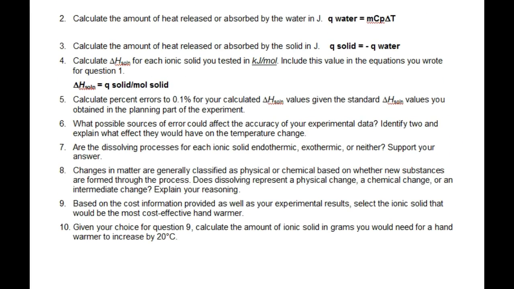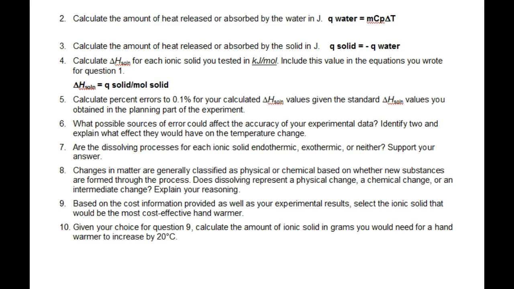And number 3, calculate the amount of heat released or absorbed by the solid in joules. Just remember the Q's should be opposite. One absorbing heat is getting that heat because something is releasing it, or vice versa. So if you know the Q of the water, to get the Q of the solid, you just want to take the opposite of that value.